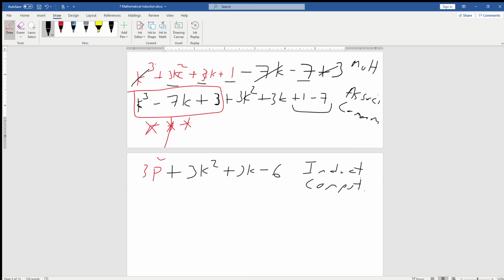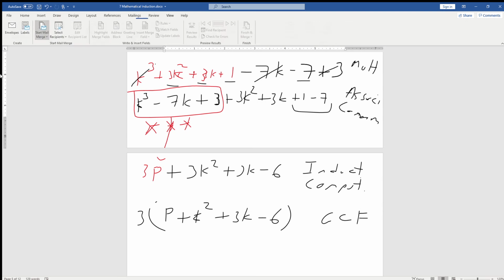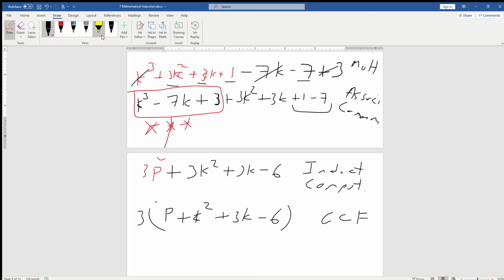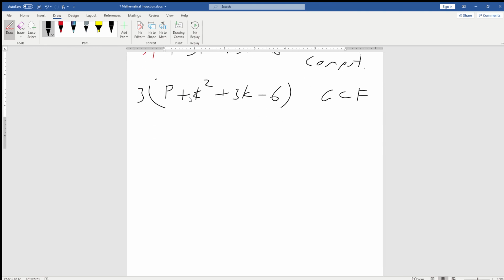I want you to notice that all of the terms now have a factor of 3 within it. So let's factor out a GCF of 3. We're left with p plus k squared plus 3k minus 6. And that's just our GCF. And then finally, by integer closure, we know that p plus k squared plus 3k minus 6 is going to be 3q, where q is equal to p plus k squared plus 3k minus 6. So that's our closure.